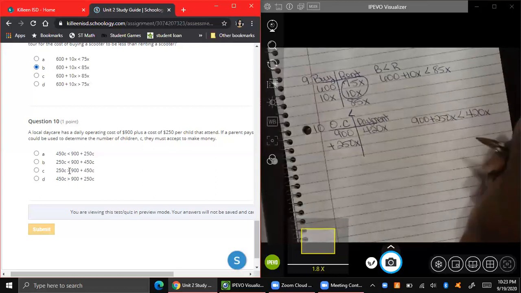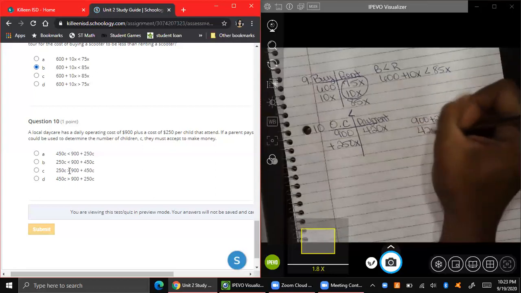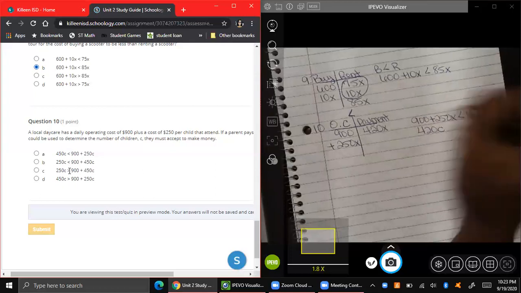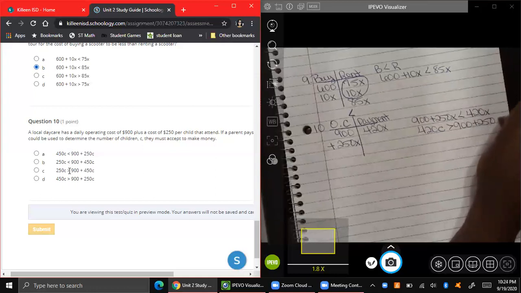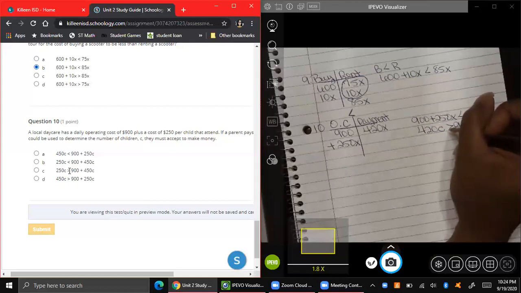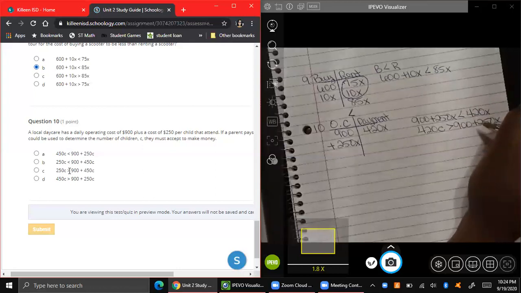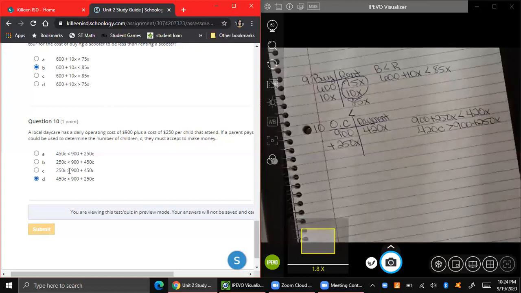They're interchangeable. So I see that the 420, the number with the C, is on the opposite side. So if I flip this, all I have to write is 420C. And if I flip my expressions, I need to flip my sign as well. Is greater than 900 plus 250x. So I know it has to start with 420. So that takes only my first and my bottom. And it needs to face the 420 and then has the 900 plus 250, making D my correct answer.